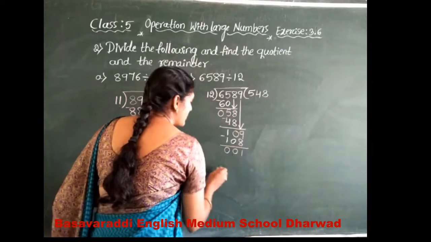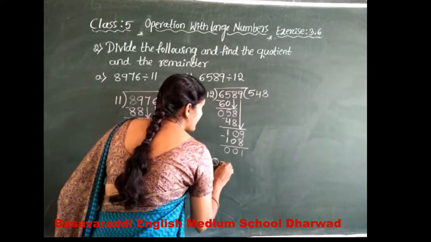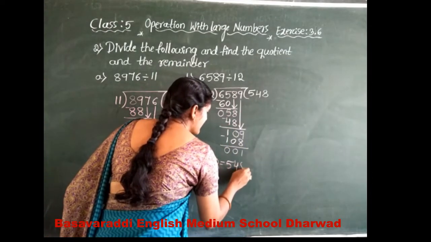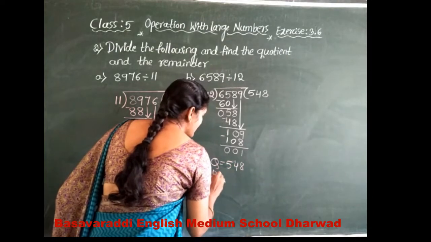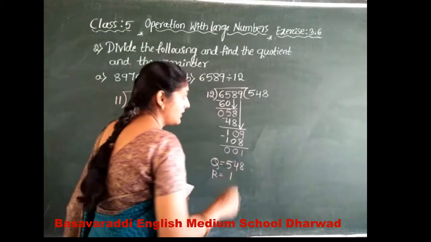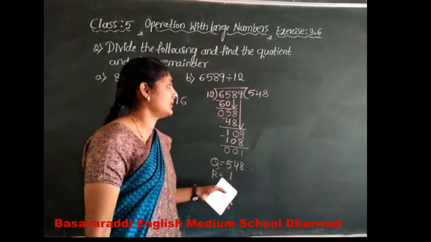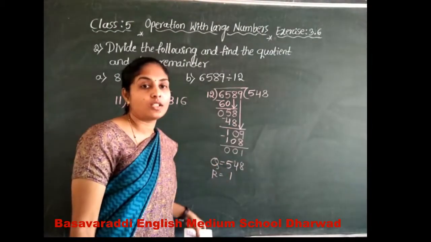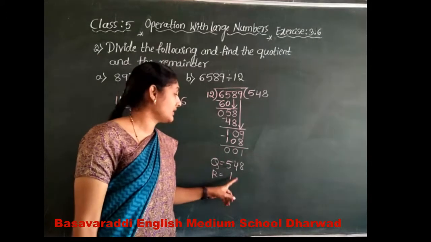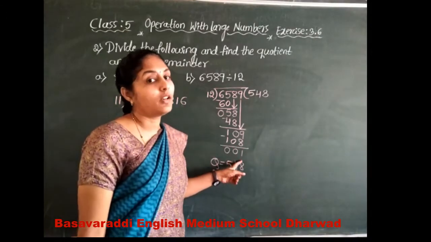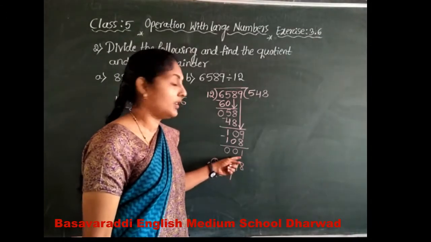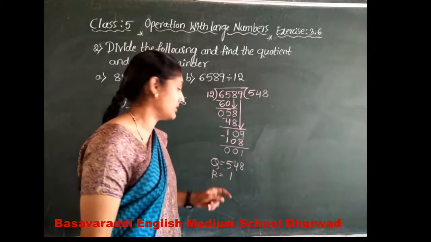What is the quotient there? That is 549. What is the remainder? That is 1. Remember: what is the quotient? The result of the division is called the quotient. The number left over after the division is called the remainder.